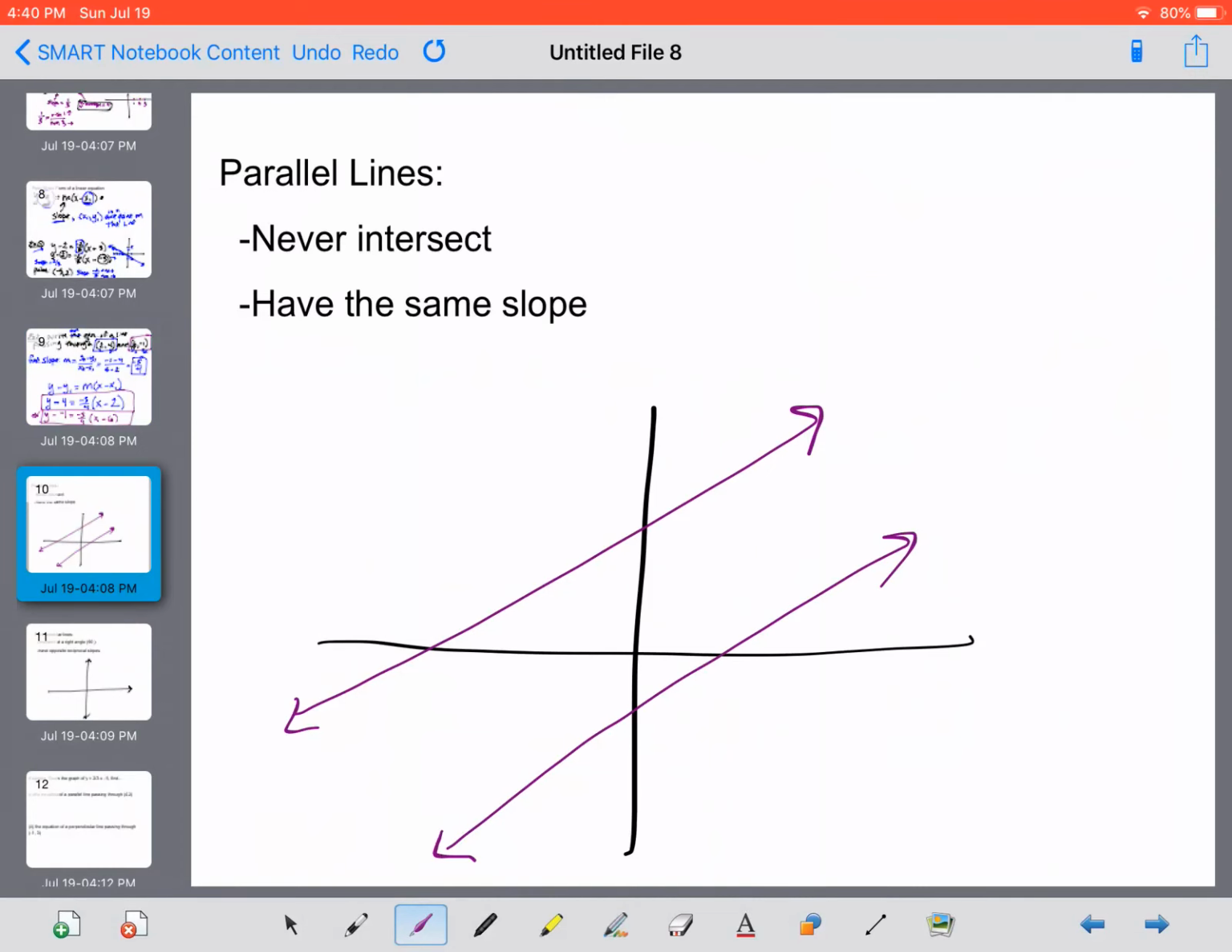Right, they're like railroad tracks. They're going the exact same direction. They never intersect. They have the property that they're always going to have the same slope. In fact, 2 lines are parallel if and only if those lines have the same slope.